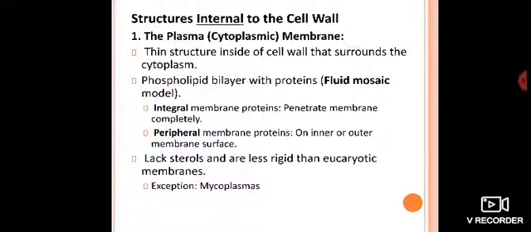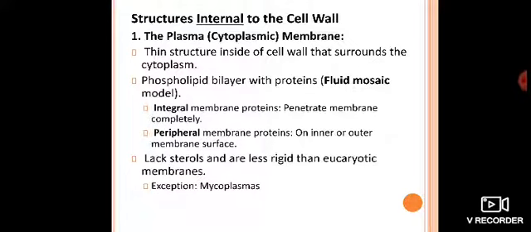Okay. In this slide, we can easily observe the plasma membrane, or cytoplasmic membrane. Now, the cytoplasmic membrane is the innermost portion of the cell wall. Okay, so the plasma membrane is the innermost part of the cell wall, and it has different types of properties as well as different types of function. Let me see what is discussed.